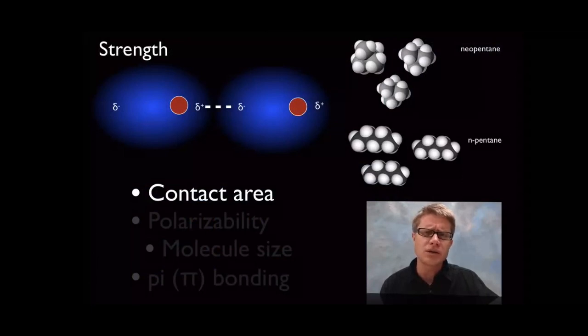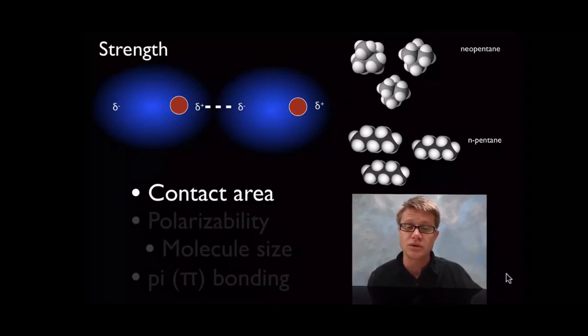So what's going to increase these London dispersion forces? Well, contact area is one thing. The more electrons we can have closer to each other, the more of these forces we're going to find. So if we look over here at n-pentane and neopentane, they're both going to be made of the same atoms. But n-pentane looks more like a column and neopentane more like a sphere. As a result, n-pentane is going to have more surface area, more contact area, so we're going to have greater forces. And so the boiling point of n-pentane is going to be higher than that of neopentane based on these London dispersion forces.